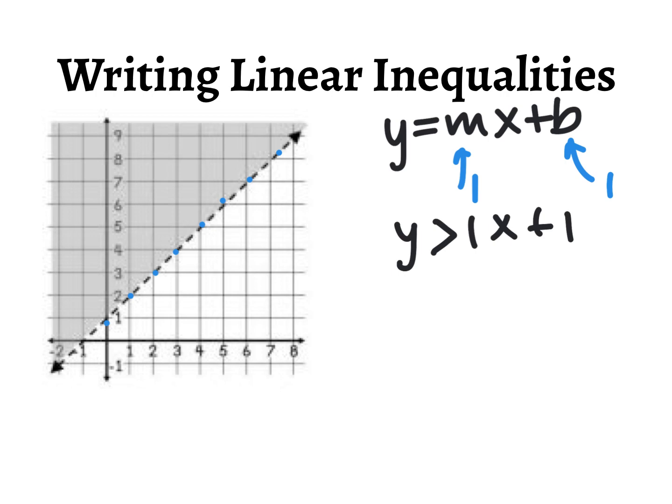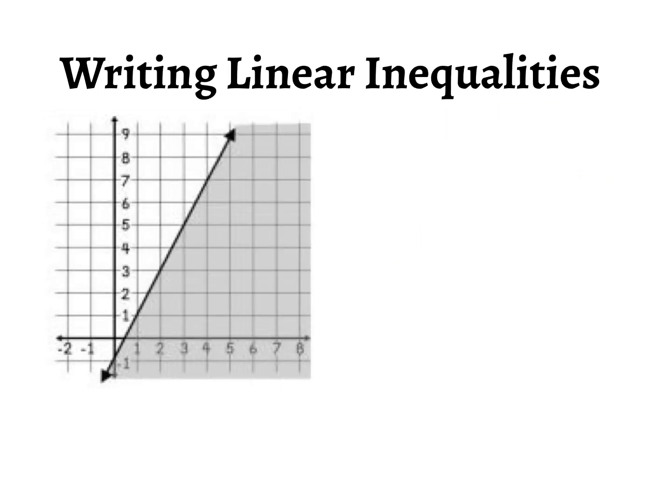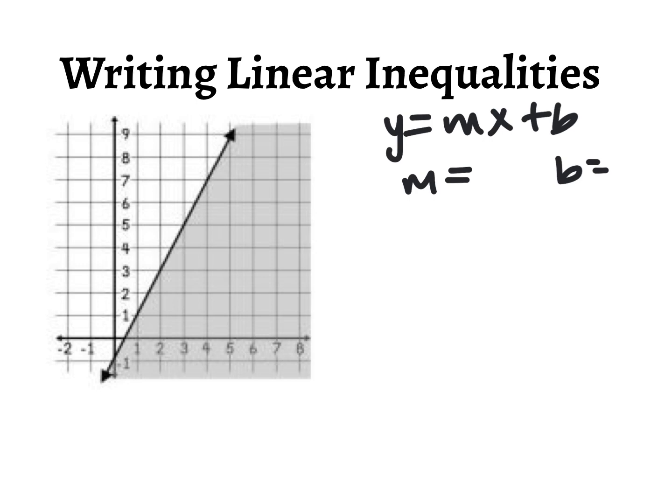Let's give another one a try. So I have my equation in the form of y equals mx plus b. Let's find the slope, and let's find the y-intercept. The y-intercept, I can tell it's going to be down here at -1. So I'm going to write that over here. -1 is my y-intercept.